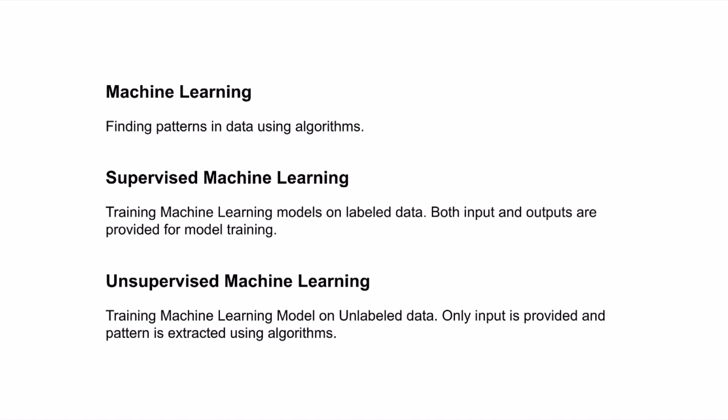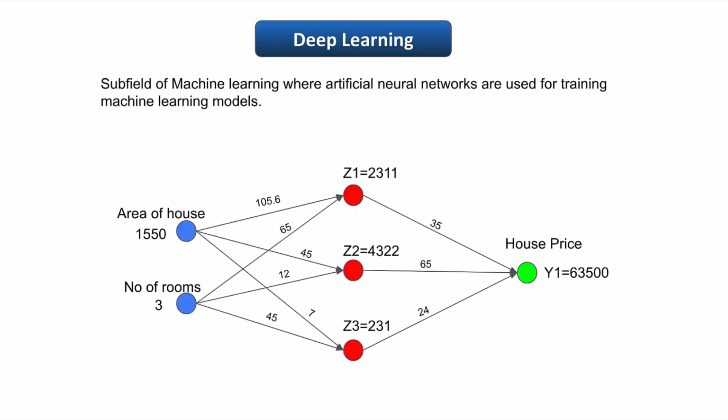Then in unsupervised machine learning, we use unlabeled data for training our model. It means that the dataset which we are using contains only the input values, and then we use an algorithm to find patterns in that data. After that, we learned about deep learning and its working. It is a subfield of machine learning where we use an artificial neural network for training our model.